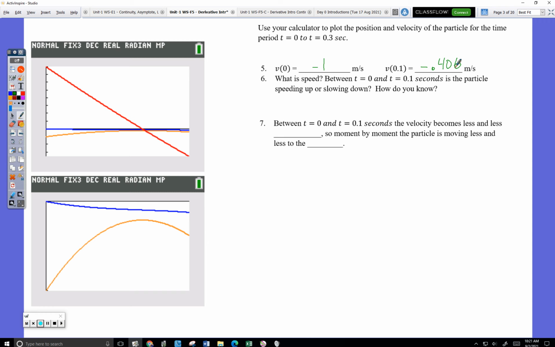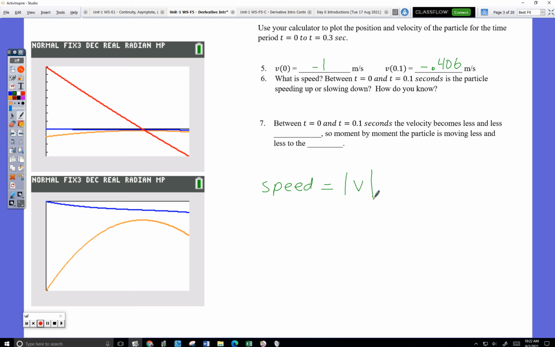Write this on your packet and memorize it. Okay, it doesn't matter what you think speed is. For AP calculus, speed is the absolute value of the velocity. Okay? Speed is the absolute value of the velocity.